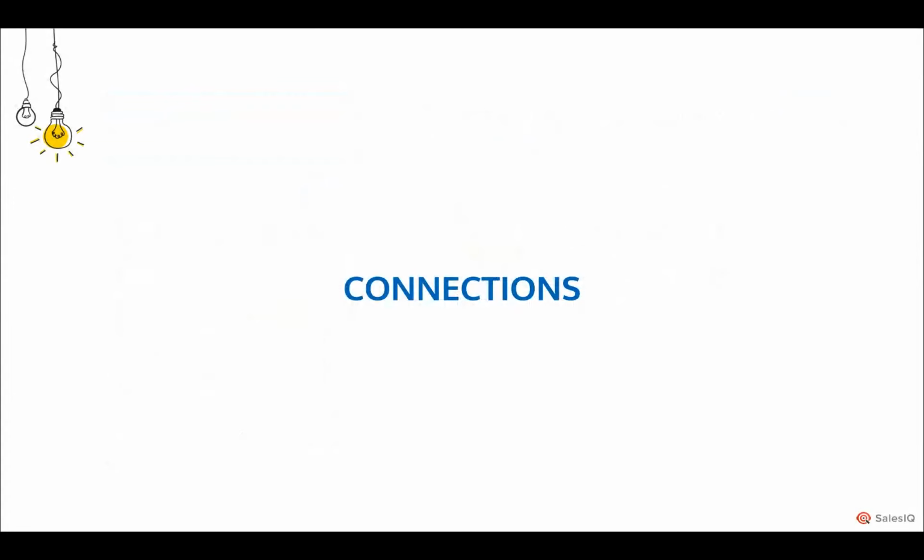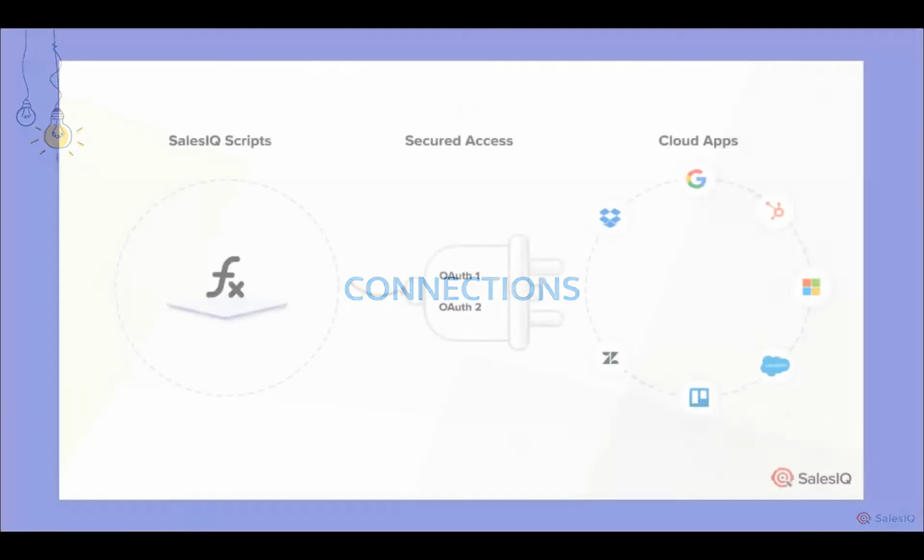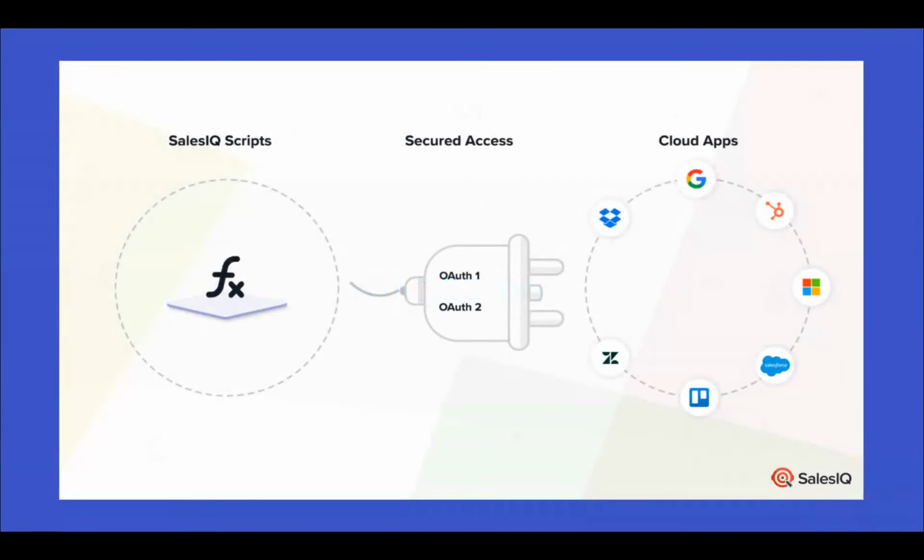Then we have connections. Connections in SalesIQ Scripts are interfaces that can be used to integrate third-party services with your Zoho service, in this case Zoho SalesIQ. These connections are used in a URL invocation task to access authenticated data. To establish a connection, it is necessary to provide a connection name and authentication type, among other details. When you provide these details, it will take care of the authentication and establish a safe connection with either Zoho apps or external ones.